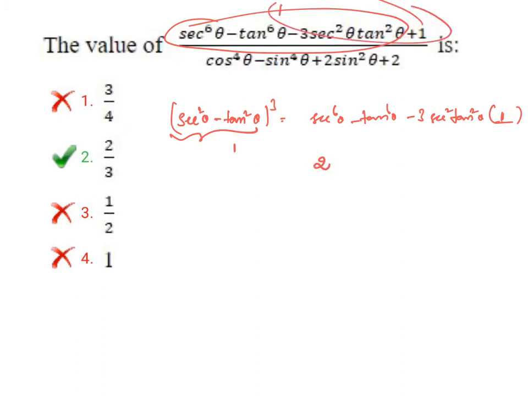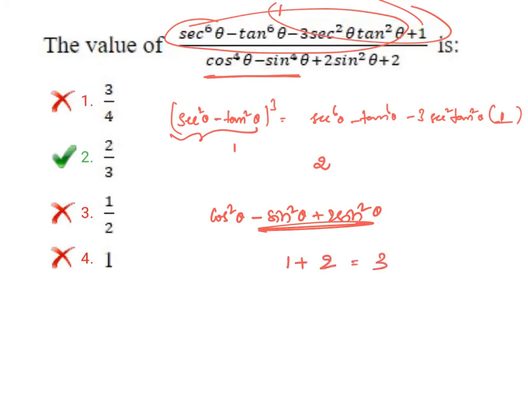Now come to the denominator. I can write cos to the power of 4 theta minus sin to the power of 4 theta as (cos square theta plus sin square theta) into (cos square theta minus sin square theta). So I can write it as cos square theta minus sin square theta plus 2 sin square theta, which means again cos square theta plus sin square theta, that will be 1, plus 2 left, it will be 3. So your numerator is 2, denominator is 3.